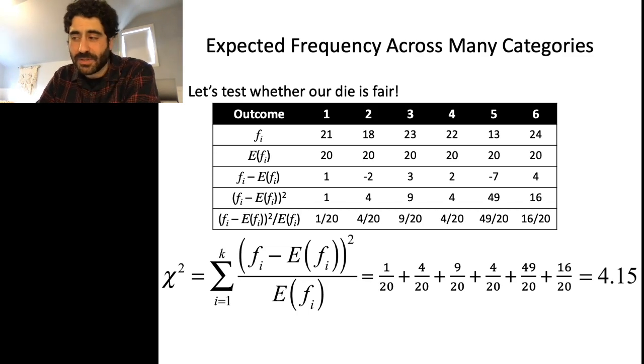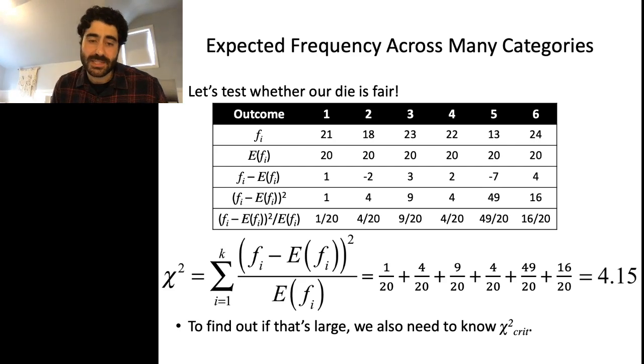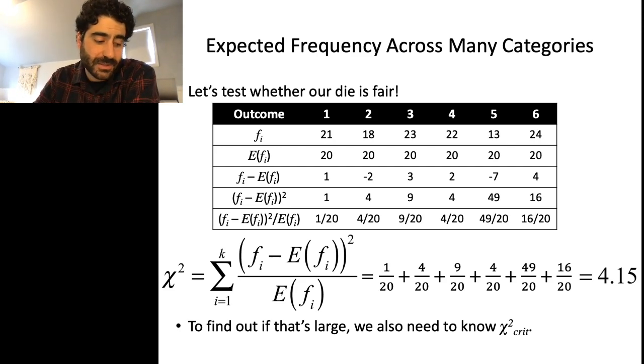Now, again, that's not super meaningful. The question is whether that's big or small. What we need to know is what critical chi-squared statistic would be big enough for us to reject the null hypothesis. Are these deviations, the sum of squared normalized deviations, big enough for us to say that the true underlying distribution of this die is not a fair, equally probable outcome across all the outcomes?